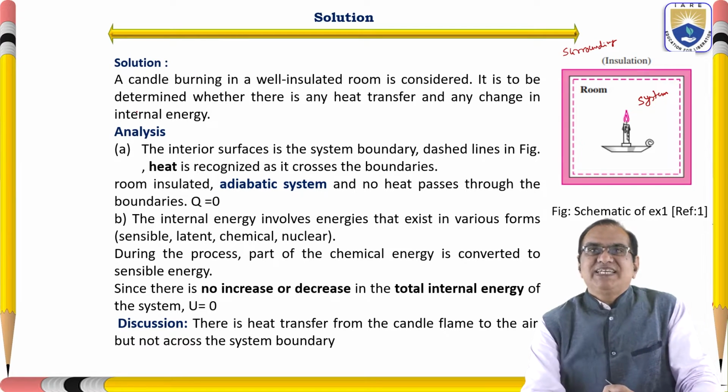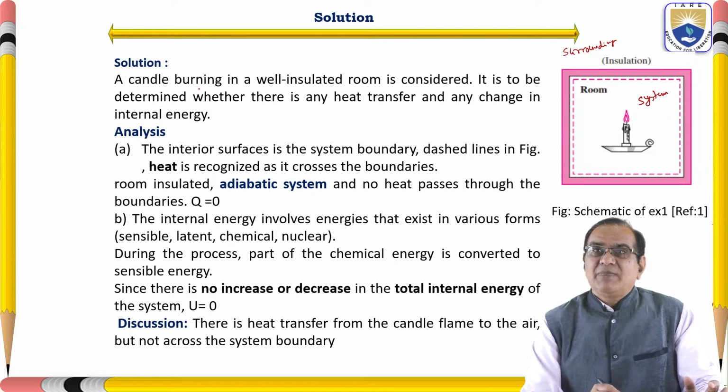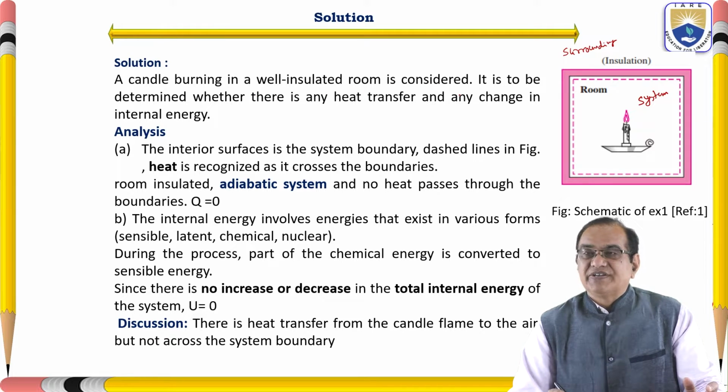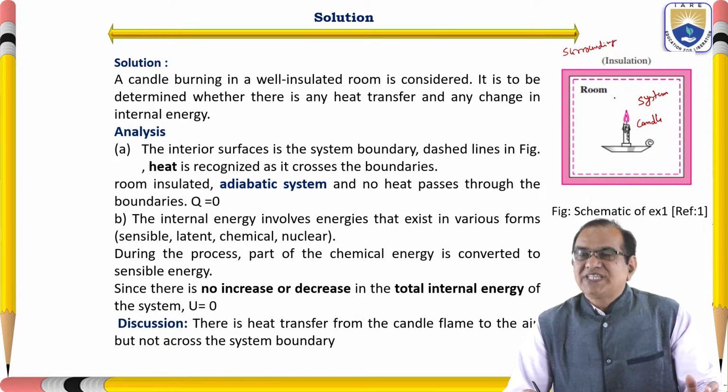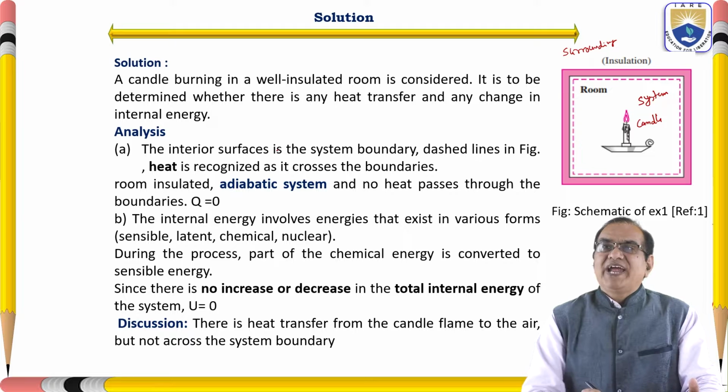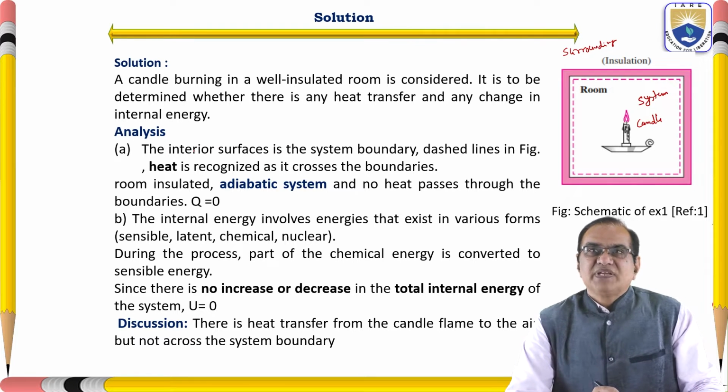So here we can see a candle burning in a well insulated room is considered. Here is the candle, and this is the well insulated room. It is to be determined whether there is any heat transfer and any change in internal energy. So we have to see whether there is any change in internal energy or any heat transfer happening or not. We can do the analysis in this way. The interior surface is the system boundary. Here the dashed line is shown. This is the system boundary.